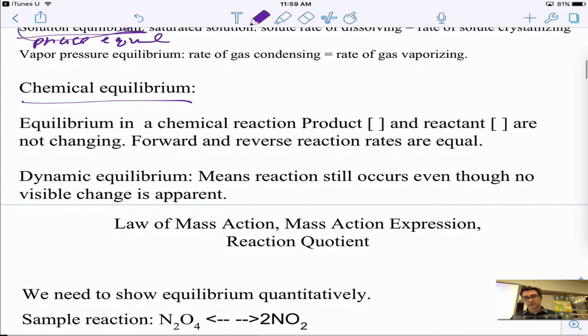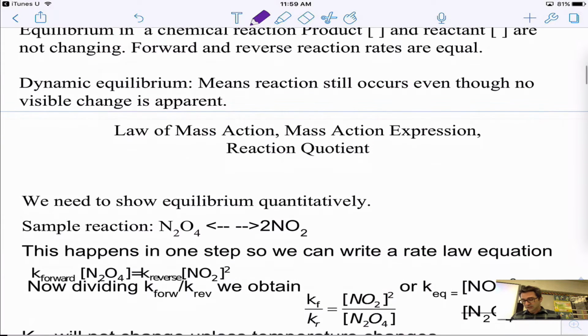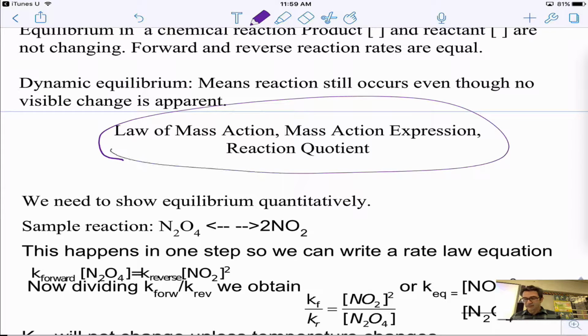If they have an answer choice where the reaction is stopped or the rates are zero, it's not true. So the big part and the key to understanding equilibrium mathematically is this law of mass action and the mass action expression. We also deal with something called a reaction quotient, which is where the system is not at equilibrium.